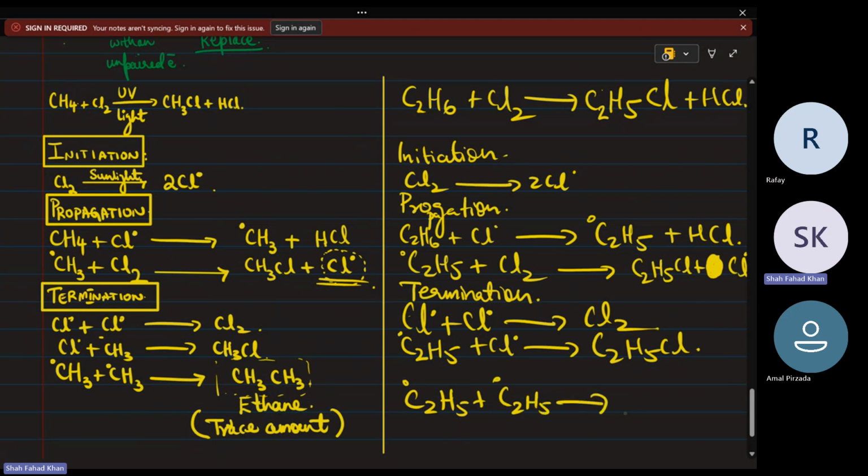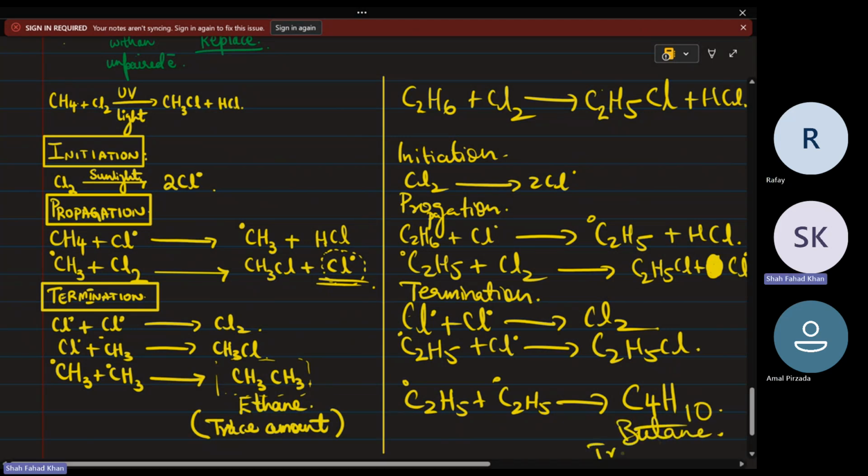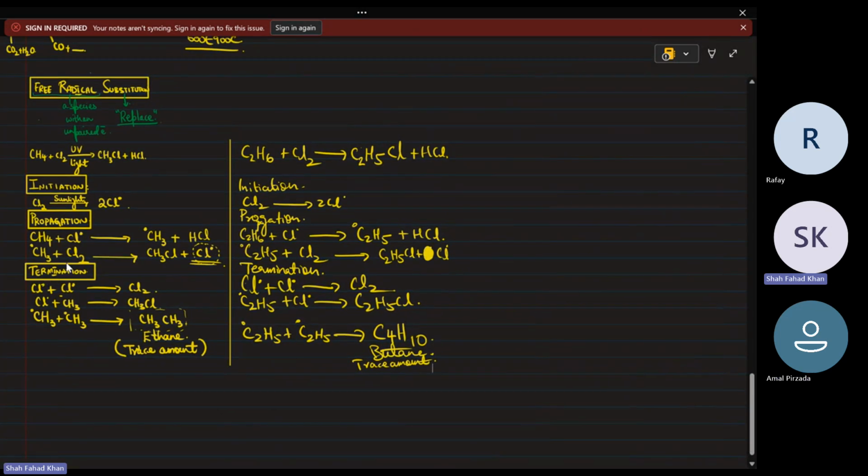What would be the formula of the trace amount compound, guys? Tell me. C4H10. Just add them together. 10. Okay, this is butane, in trace amounts. Easy. With this, we have finished off all the reactions of alkanes.